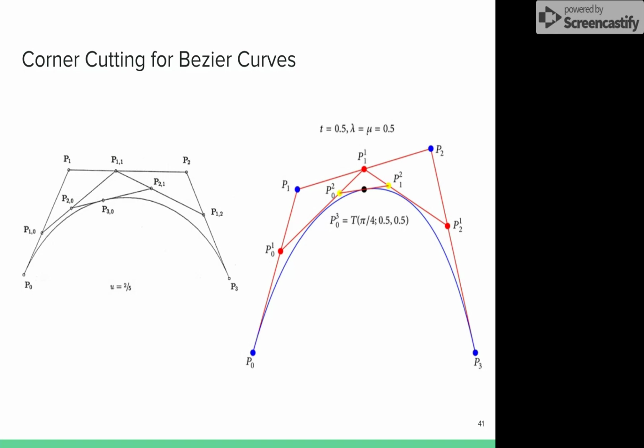This is another example of a corner cutting Bezier curve. This one, however, is a cubic Bezier curve that has gone through repeated linear interpolation, or the corner cutting process, to be able to get the curve. And as you can see here, since this has more points, it has to go through the corner cutting process more, and it has to go through more linear interpolation to be able to get the curve.